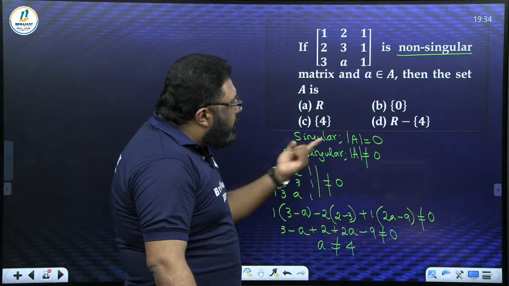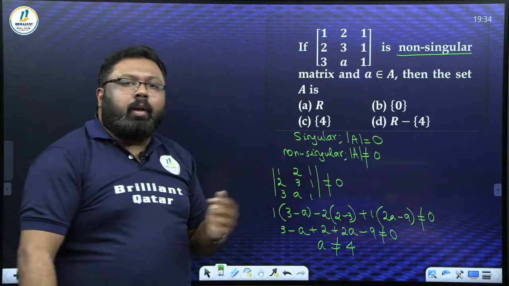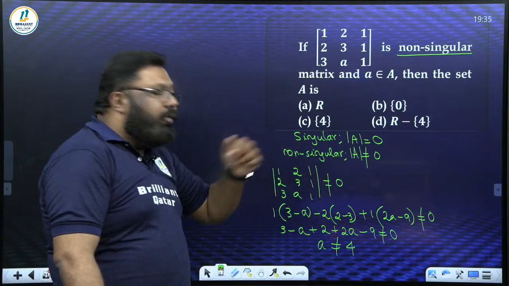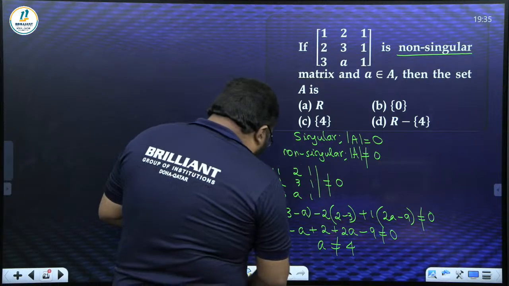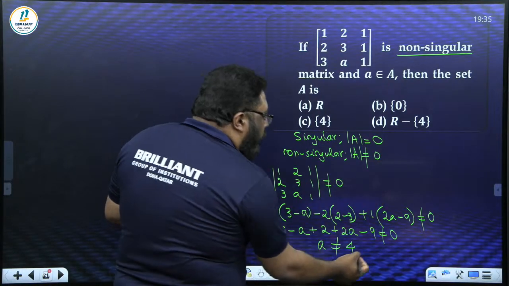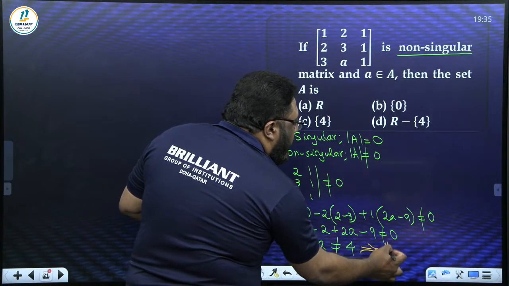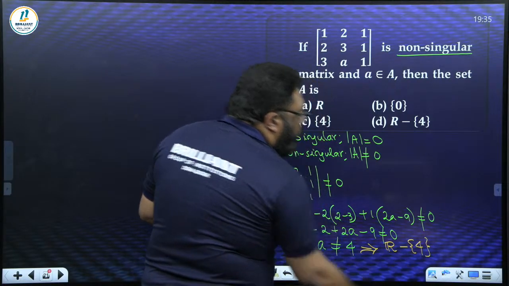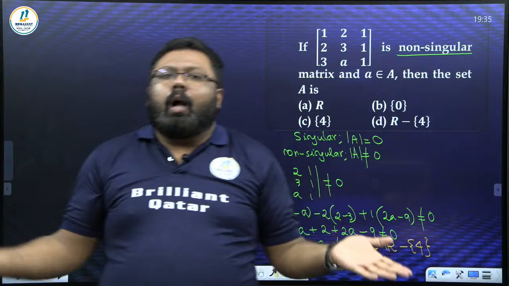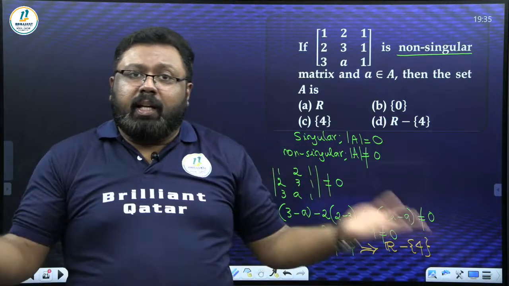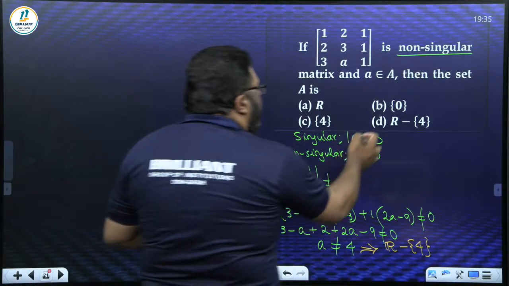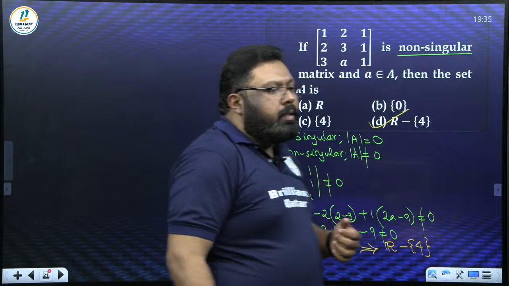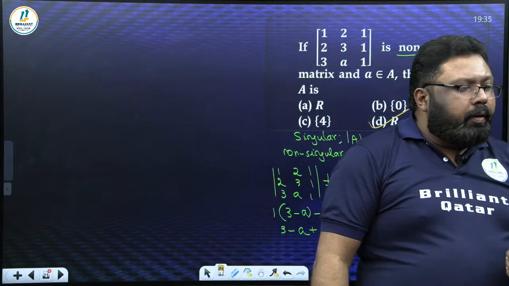So the only situation where this is going to remain non-singular is when the value of A is not 4. What is the meaning that the value of A is not 4? It simply means that it can be any real number except 4. They said it's not 4, then what is it? It is anything other than 4. So it's going to be option D, R minus 4. Very good, very good.